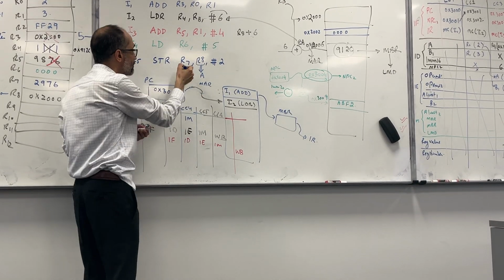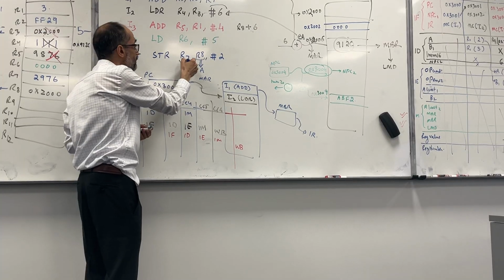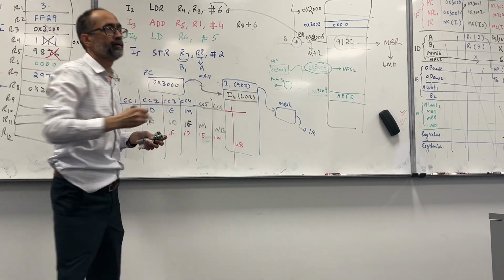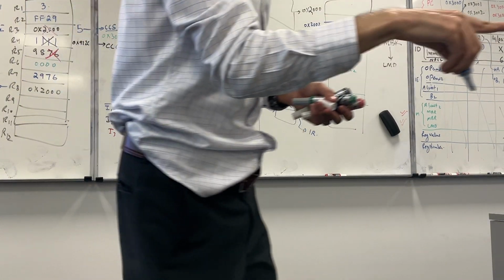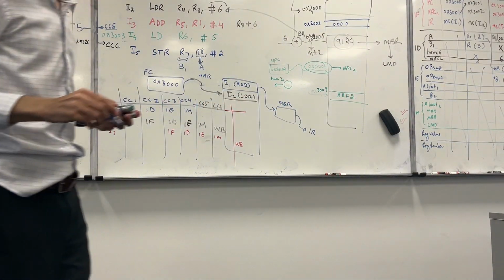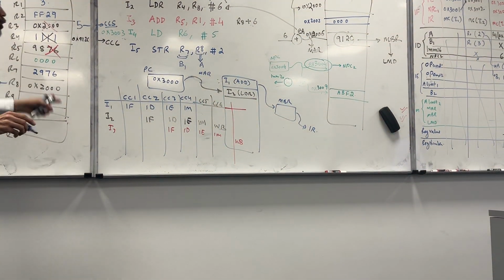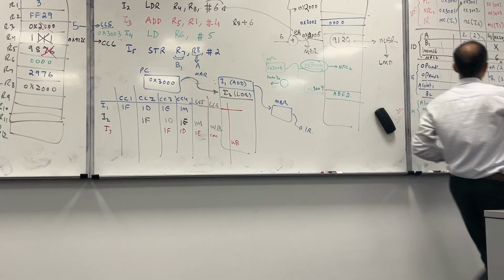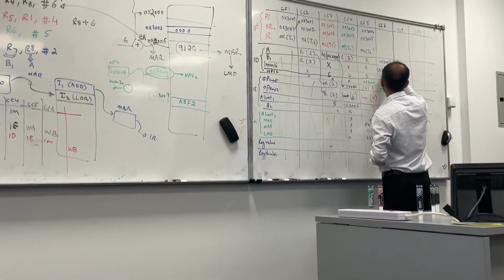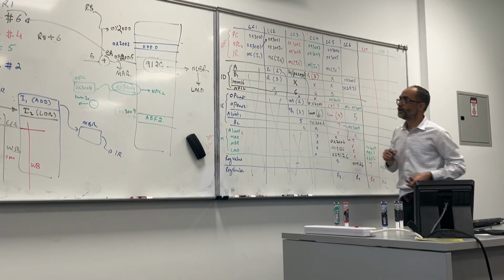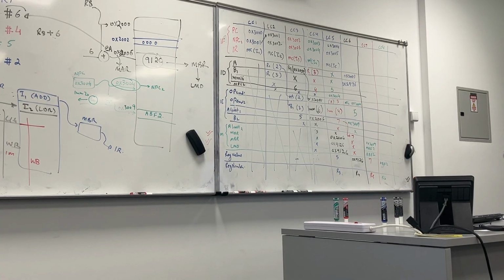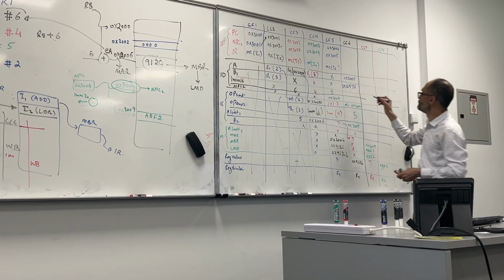A, and this will go to what? B1. And later it will go to B2. What is the content of R7 now? 2976. Immediate 6, 2.